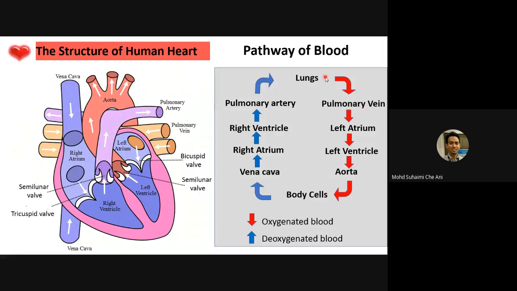Blood from the lung goes to the left atrium. So the left atrium will pump the oxygenated blood to the left ventricle. Okay, and then the left ventricle will pump the oxygenated blood to the aorta.